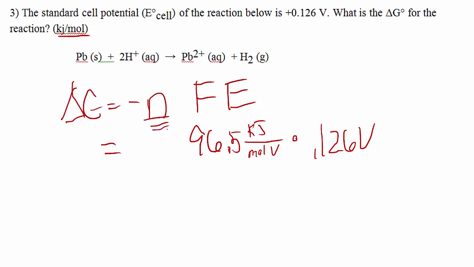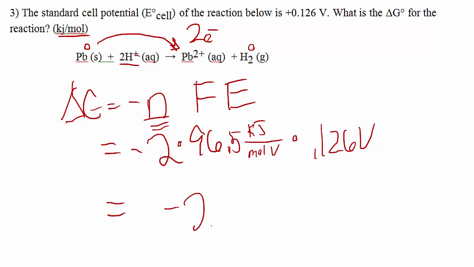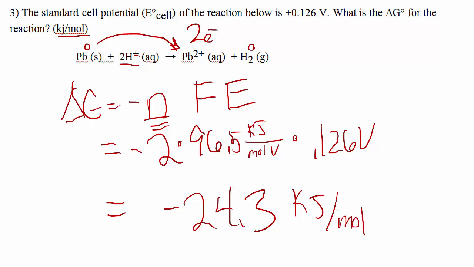And now this N here, we have to figure out how many electrons are being transferred. This one's not so bad. You can tell that lead's going from 0 to +2, so that's a 2 electron transfer. And you can confirm that by looking at 2 hydrogens going from positive to 0, which is also a 2 electron change. So the N here is 2. You multiply all those together and you get a delta G of negative 24.3 kilojoules per mole. That's it. It's not so bad. It's just using that equation.